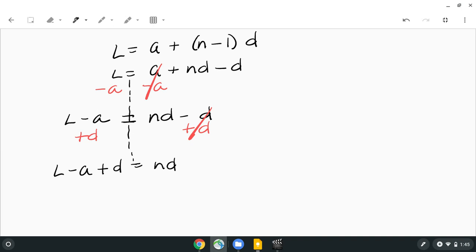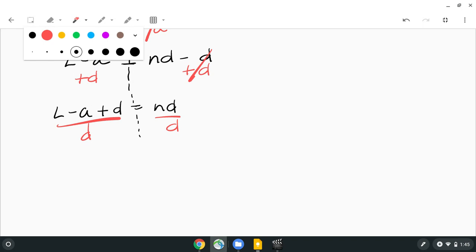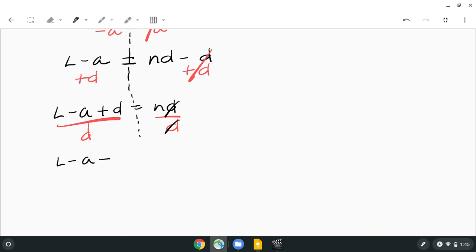All right, almost there. We almost have this n by itself. We need to do one more step. This is multiplication by D, so I need to divide by D. And again, we just have a bunch of letters on the left-hand side, so we can't actually do the division. Let's just copy everything down: L minus A plus D all over D equals n. And there you have it. n is by itself.